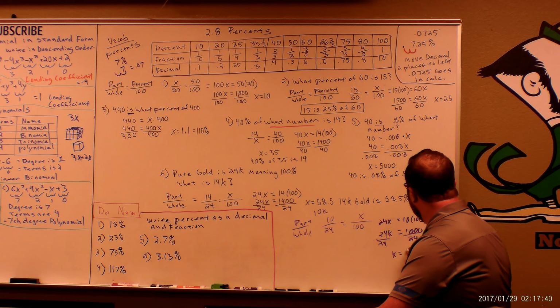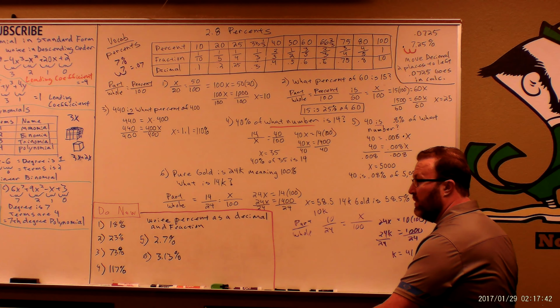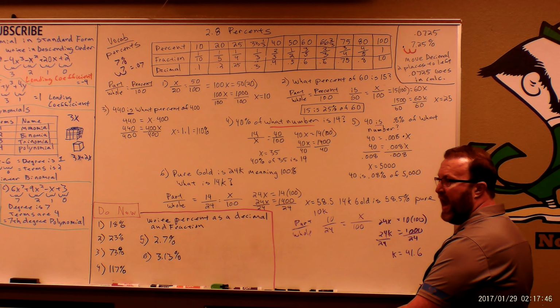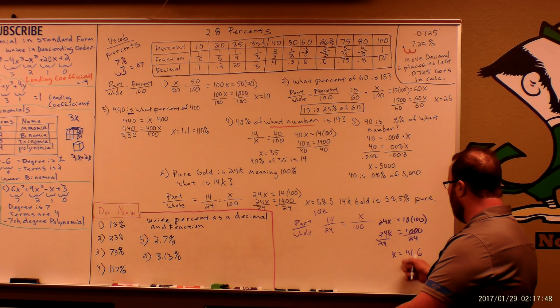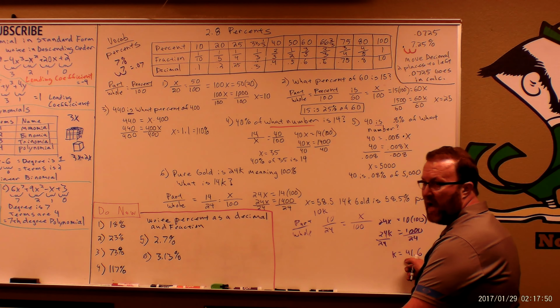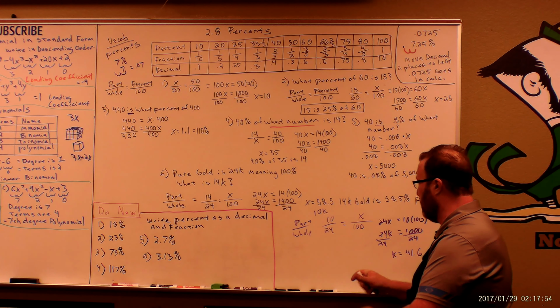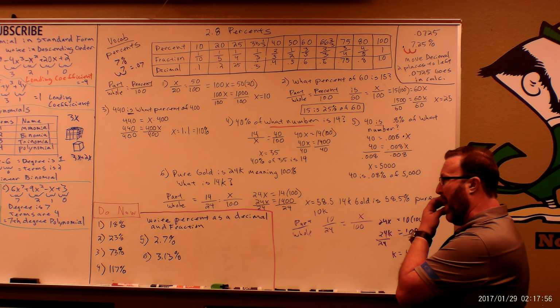What is it? 31. We're not concerned about the rest. So 41 and a half. So 10 karat gold would be 40% actual gold and then the rest other metals. Are we clear? Okay. Let's talk about the do now.